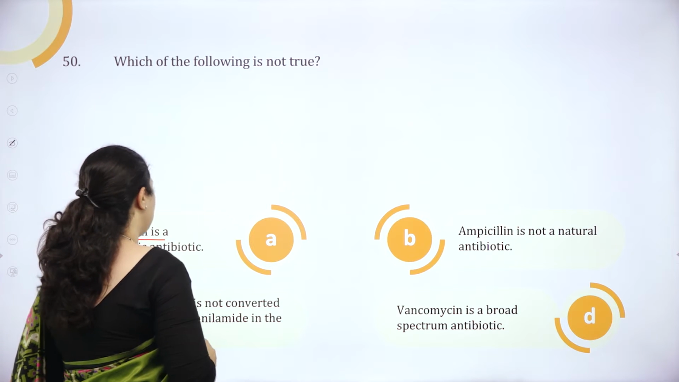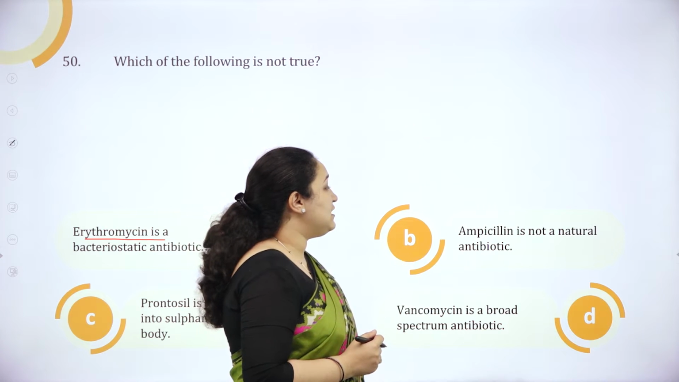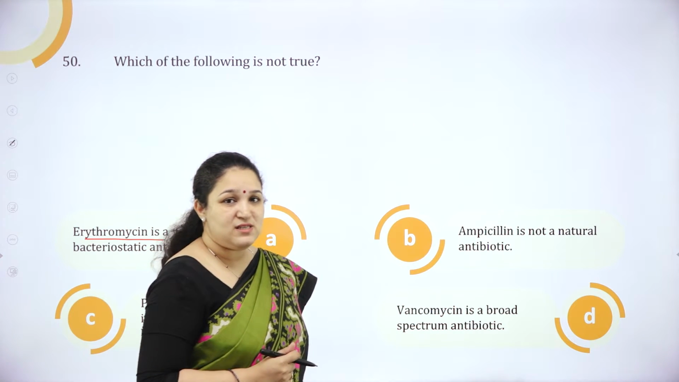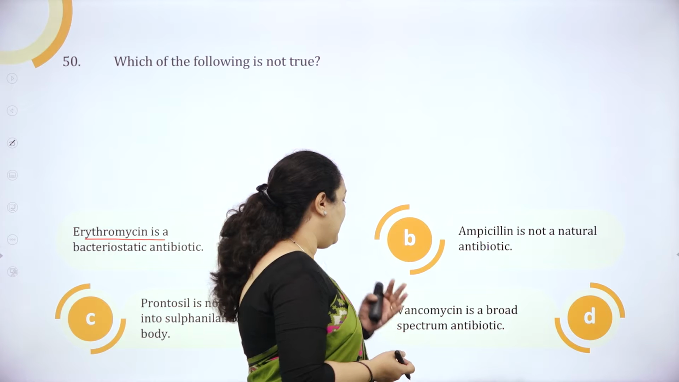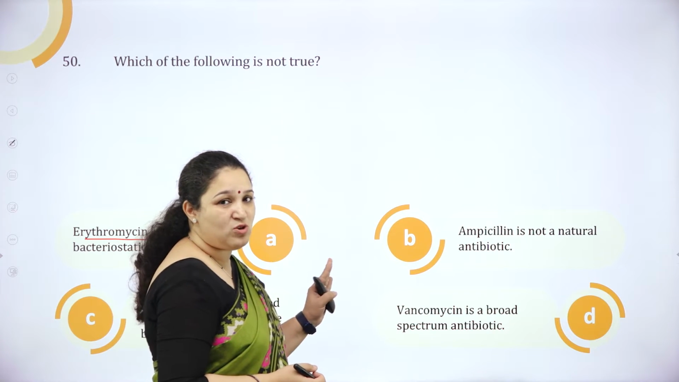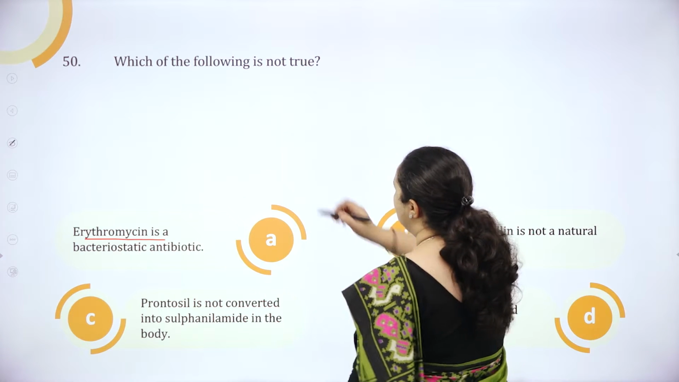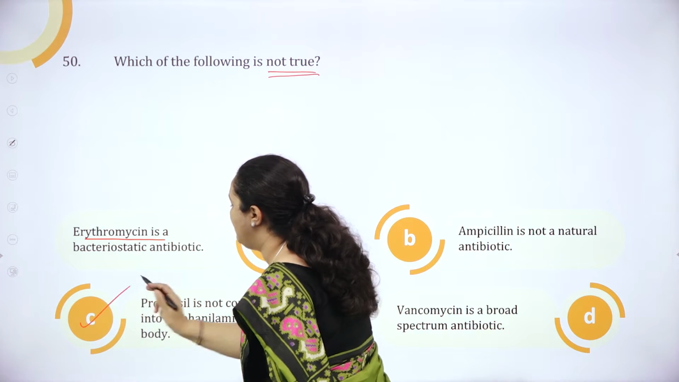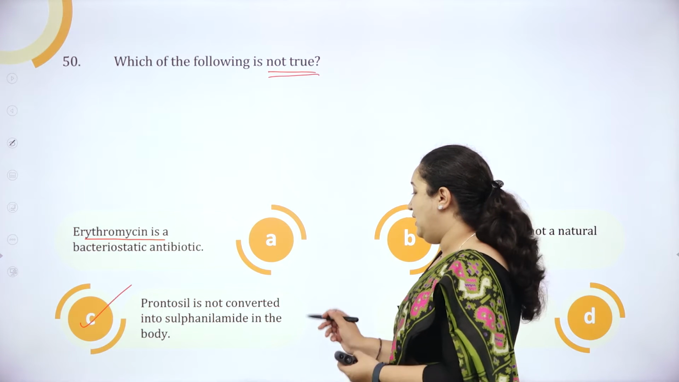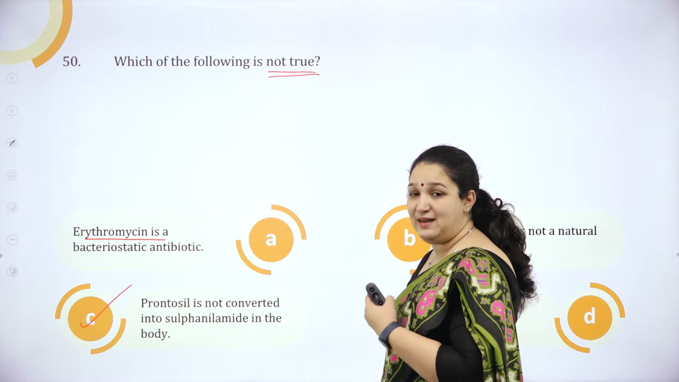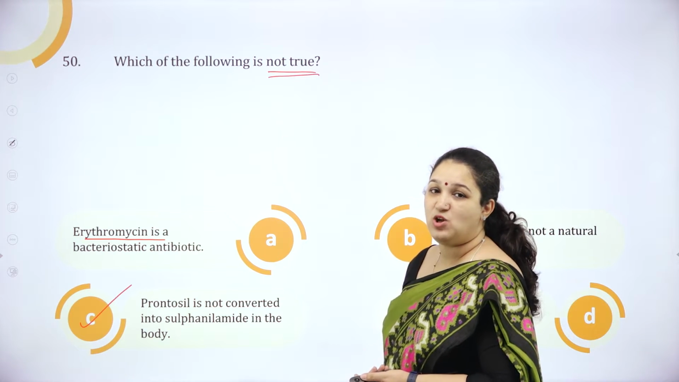Erythromycin is a bacteriostatic antibiotic. That's absolutely right. It's bacteriostatic, not bactericidal. Ampicillin is not a natural antibiotic. It is a derivative of penicillin. Okay, it's not the one which is naturally occurring. Vancomycin is a broad spectrum antibiotic is also absolutely right. We have to tick the wrong option, so they are asking which is not true. This is the one which is not true. Prontosil is not converted to sulfanilamide in our body is given, but it is actually converted. Okay. So this is the wrong statement which is not true.